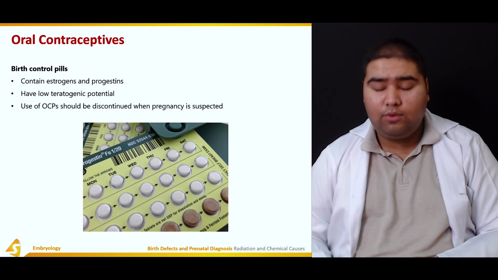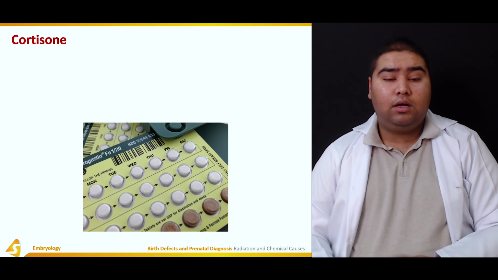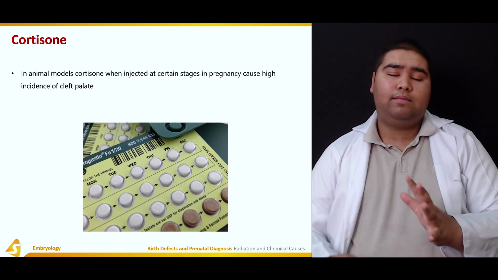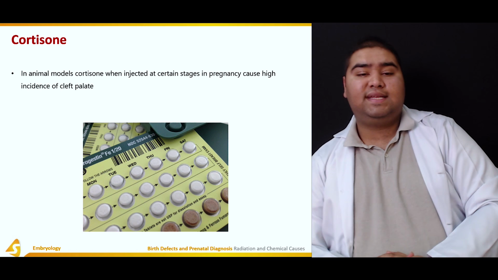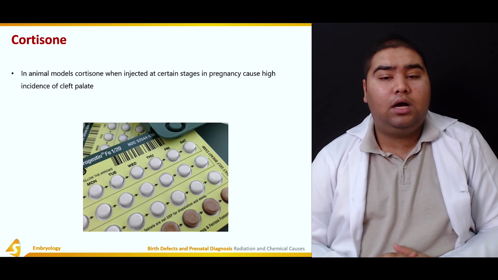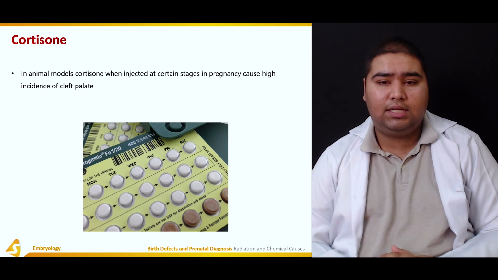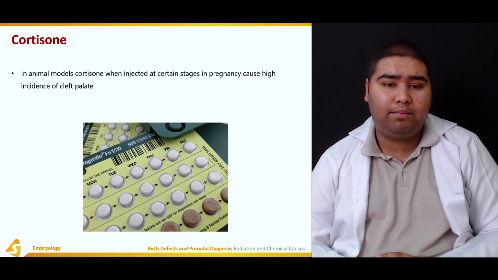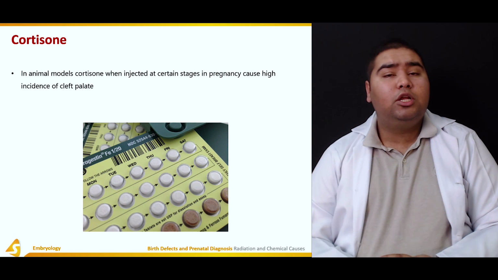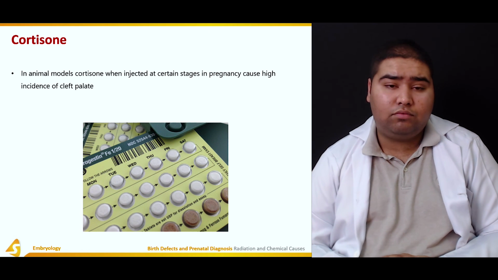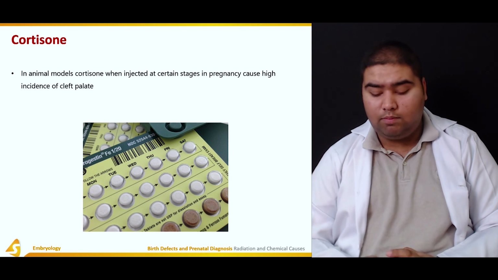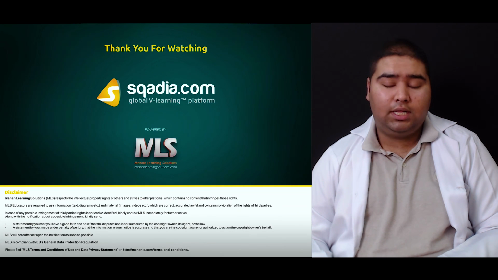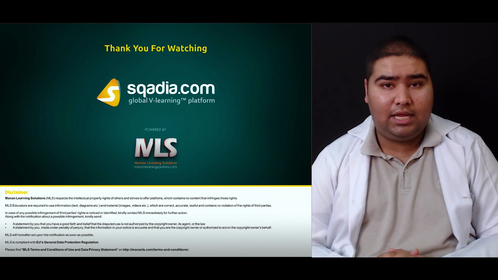With that being said, we come to the conclusion. Before the conclusion, we have cortisone. So cortisone, this was an interesting slide. In animal models, cortisone, when injected at certain stages in pregnancy, causes a high incidence of cleft lip and palate. However, no such association was found in human models. Obviously, nobody is going to allow giving cortisone to their child. With that being said, this is the end of this section.